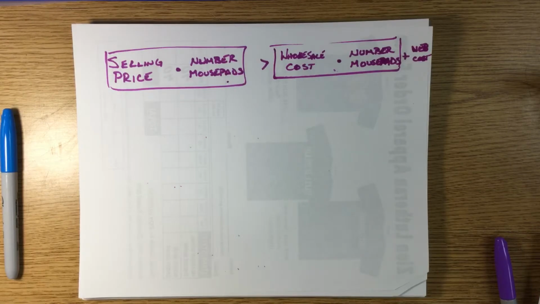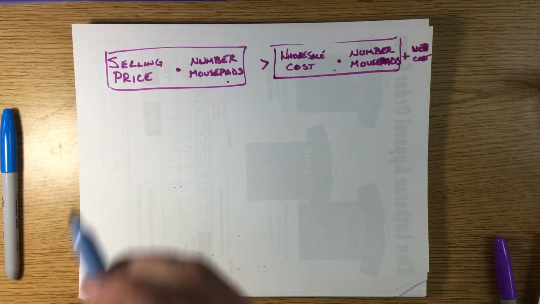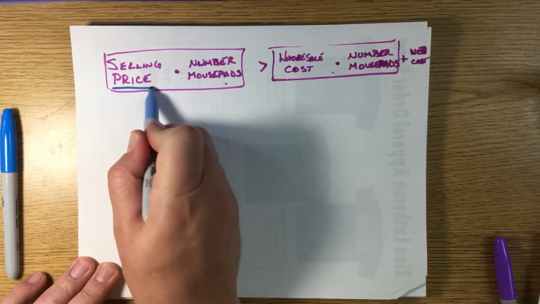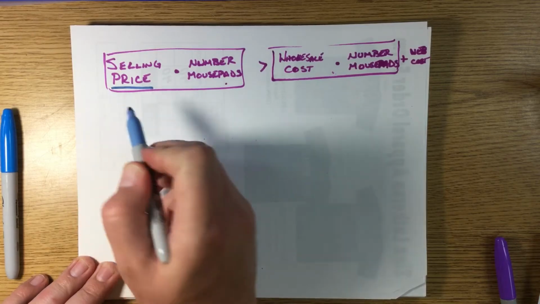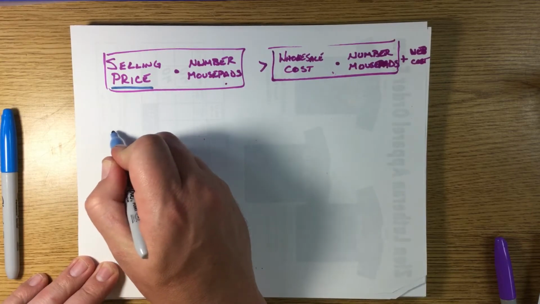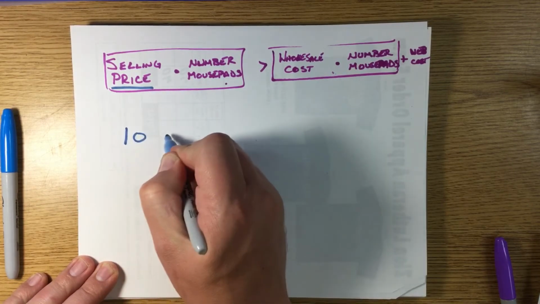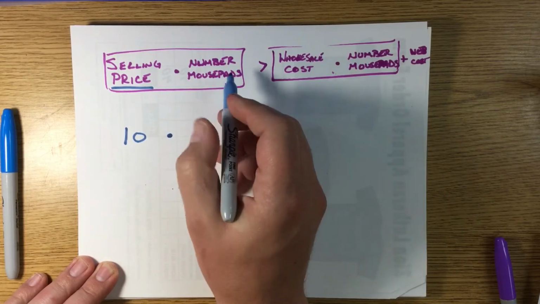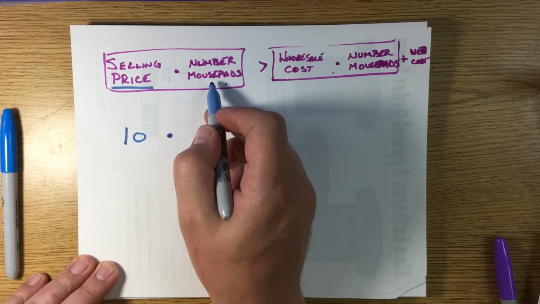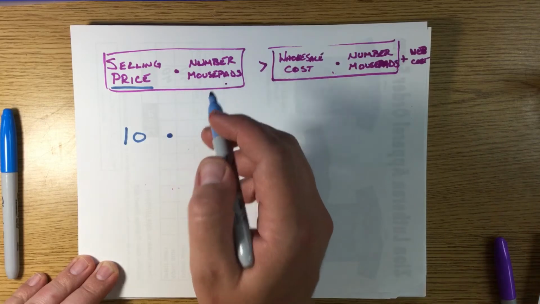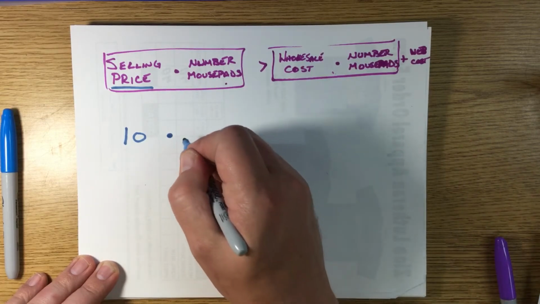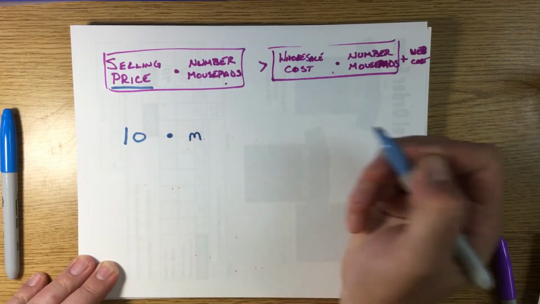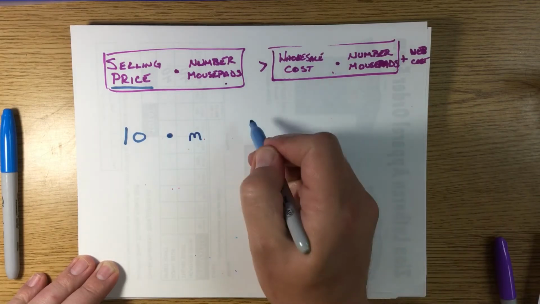So let's take a look at this. We're going to fill in the pieces that we know. Again, it's as simple as that. Just start slow and fill in the pieces that I know. I know my selling price is $10. I don't know the number of mouse pads I have to sell. That's what I'm trying to figure out. So I'm going to use a variable for that, and I'm going to use the letter M for mouse pads.